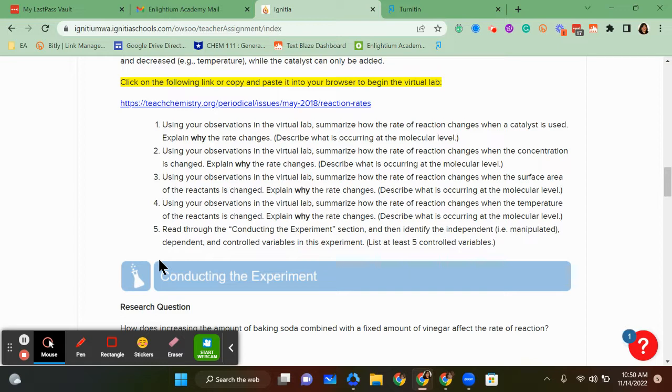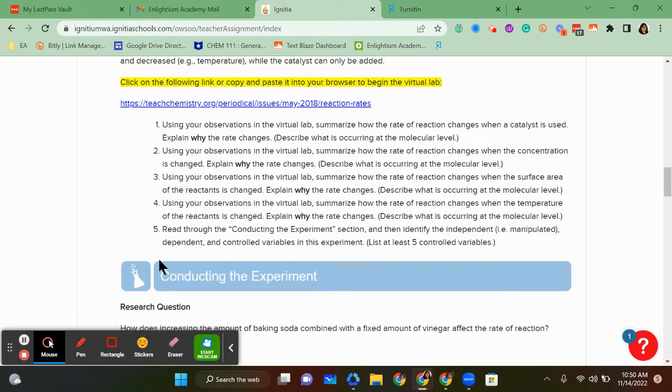So for each one of those questions, questions 1 through 4, you need to have a minimum of 2 sentences. In the first sentence, you are going to tell me how the rate of the reaction changes in reference to the variable. Number one is the catalyst. Also, the second sentence should be about what is happening at the molecular level.